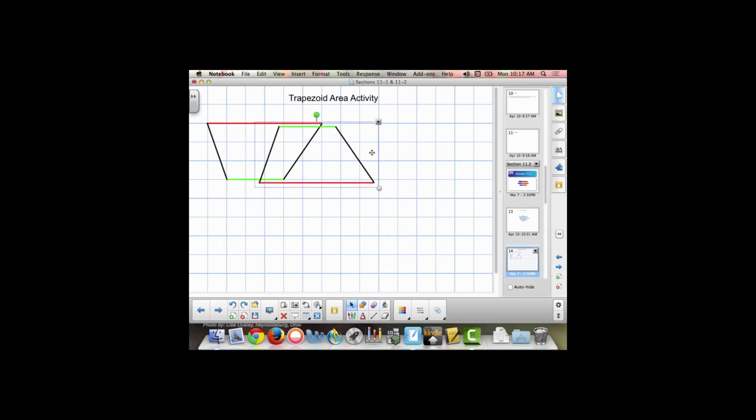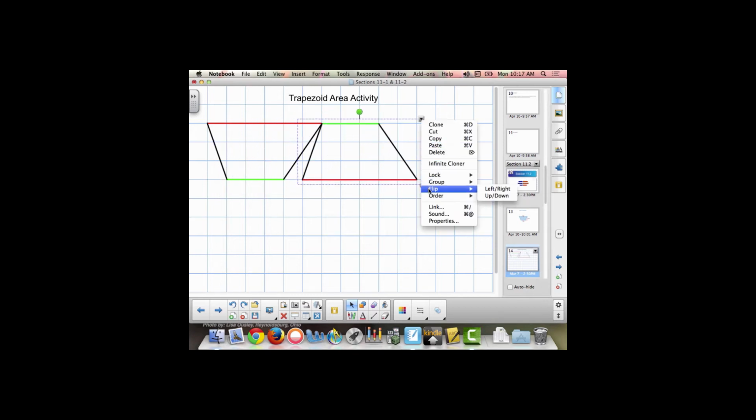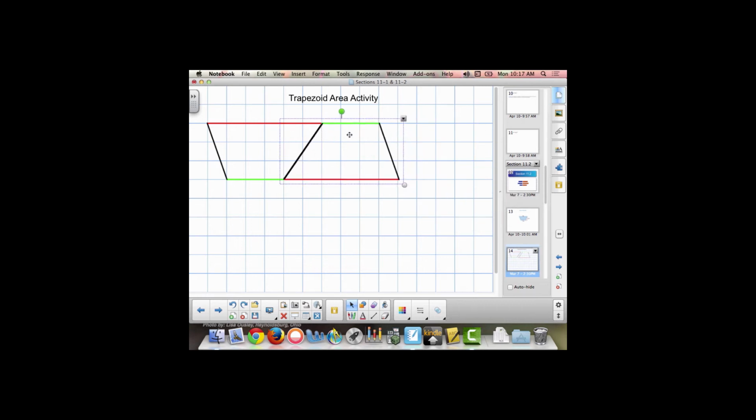And then I'm going to put it right next to our original trapezoid here. And I'm also going to flip it this way. All right, so we're going to match these two up. Again, remember that the trapezoids are congruent because I made them exactly the same.